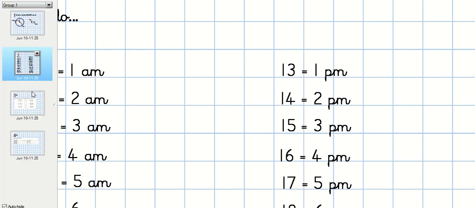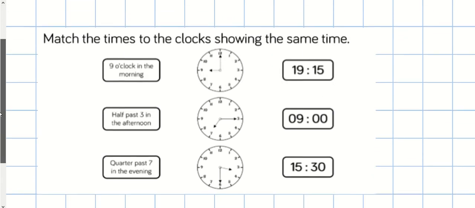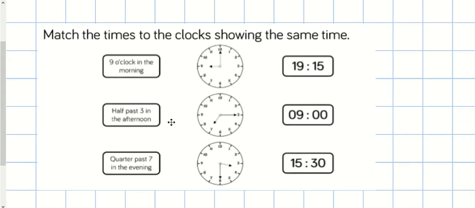Let's have a look now at using that knowledge to solve this one together. We have to match the times to the clock showing the time. Here, 9 o'clock in the morning would match with my clock here because I know it tells the time of 9. However, over here, I know that my time has 9 hours and no minutes, so that's also going to be 9 in the morning, or 9 o'clock. Can you match the rest up for me? Pause the video and have a go, and then we'll go through it together.